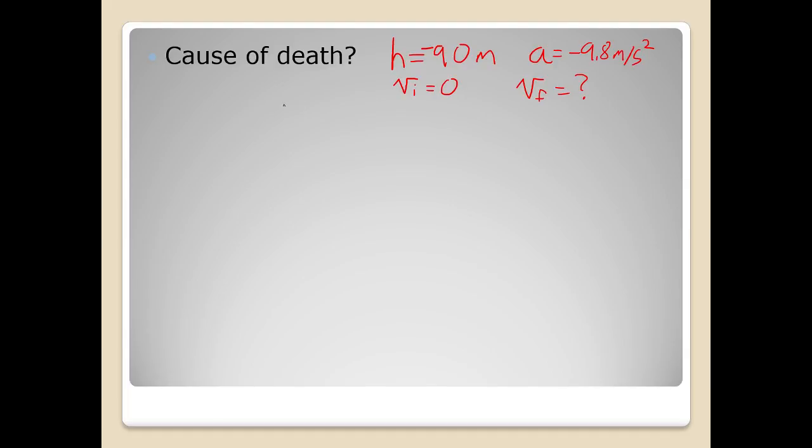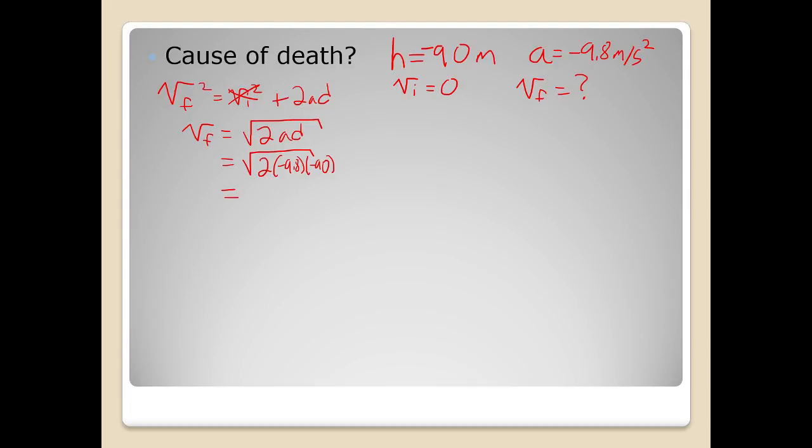Now, looking back at our kinematics equations from last chapter, we can use the following equation: V final squared equals V initial squared plus 2AD. Initial velocity is 0, so this doesn't matter. So we can simplify this equation to V final equals the square root of 2 times A times D, which when you put in the numbers looks like this: 2 times negative 9.8 times negative 90. Now I can sort of see why the height is negative 90, because otherwise the math would not work out.